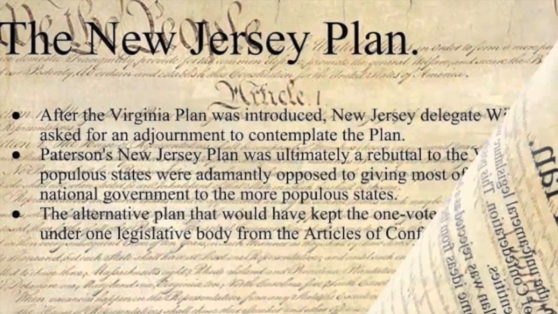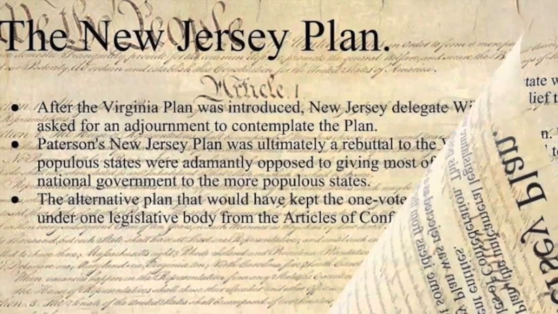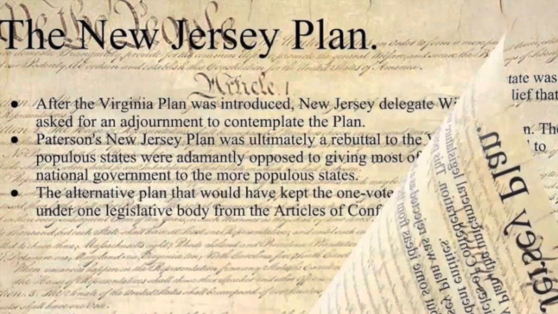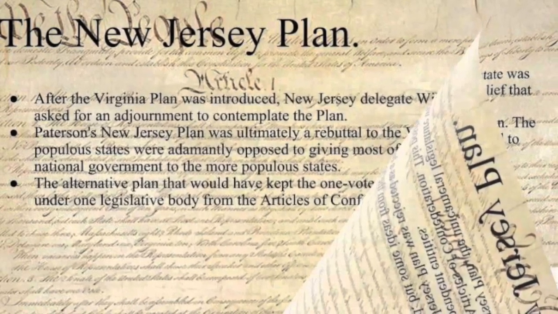The New Jersey Plan had 11 resolutions, and it was drafted by the New Jersey delegate William Patterson, which was then proposed collectively by small state delegates. The New Jersey Plan included one house featuring equal representation, where every state had the same number of representatives.